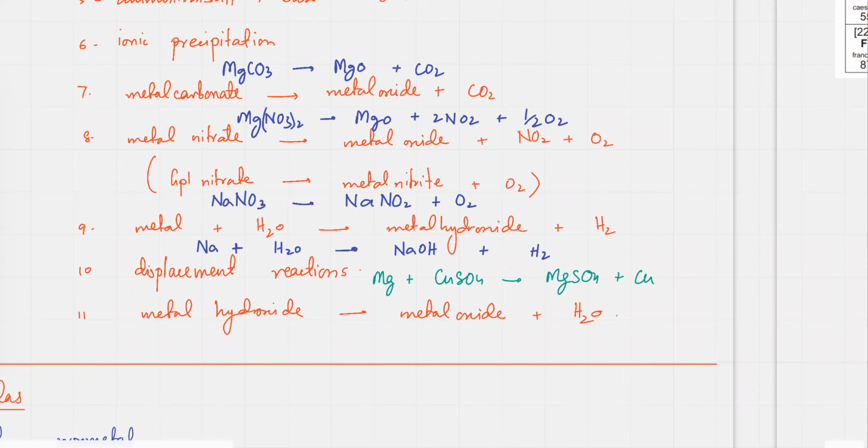Similarly, hydroxides would decompose as well. Like you have magnesium hydroxide, you heat it strongly, it will turn back into its oxide and a water molecule is going to be produced.